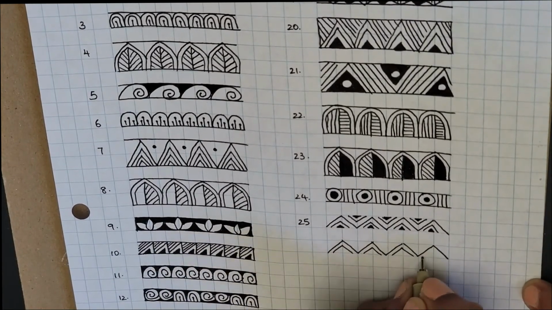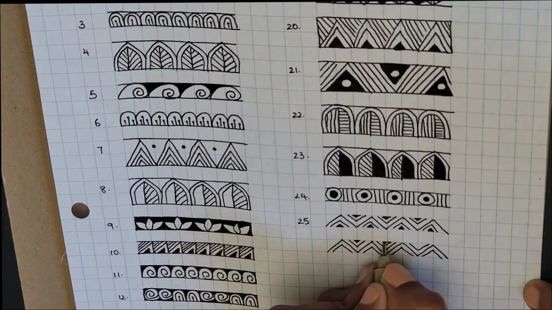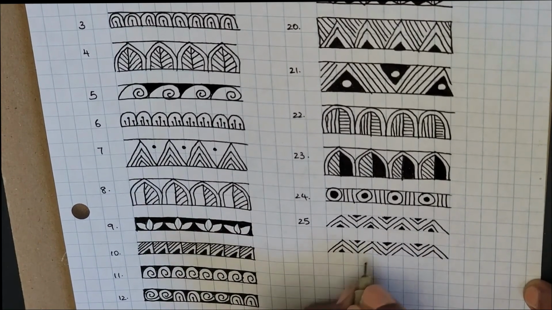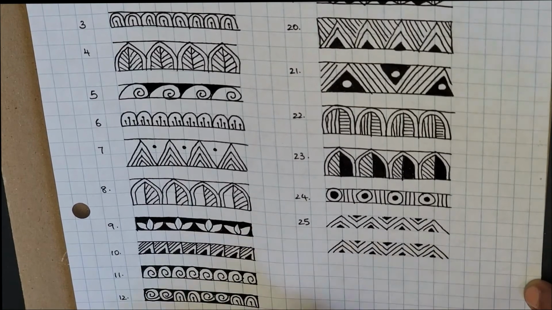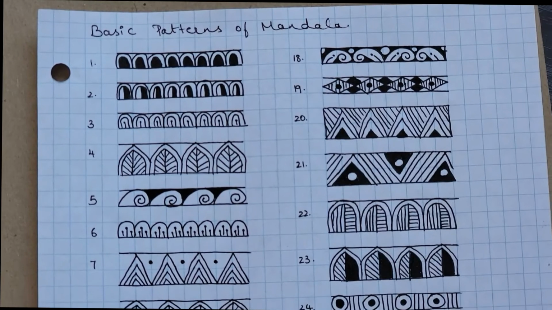For the 25th pattern, draw triangles spread across 2 grids. Then draw the inner triangle as well as the smaller triangle and shade it. So now we have completed all the 25 patterns.